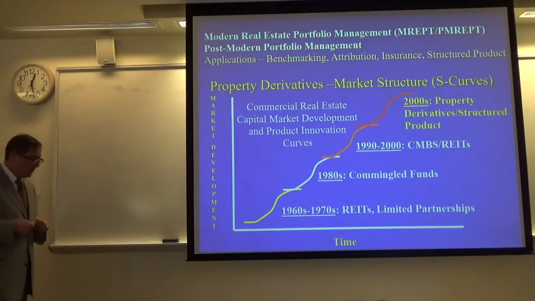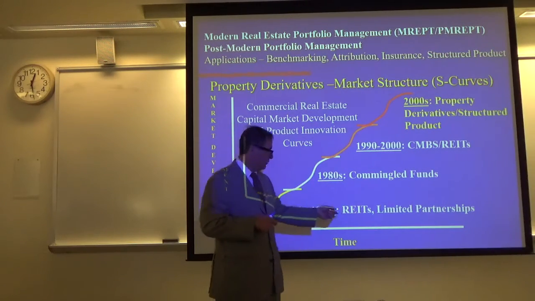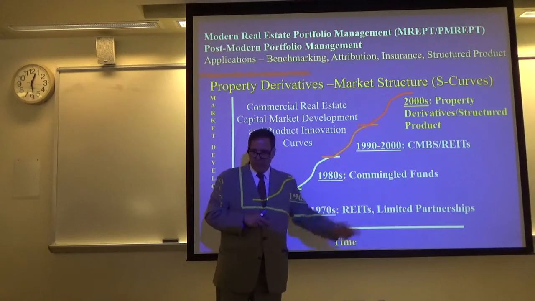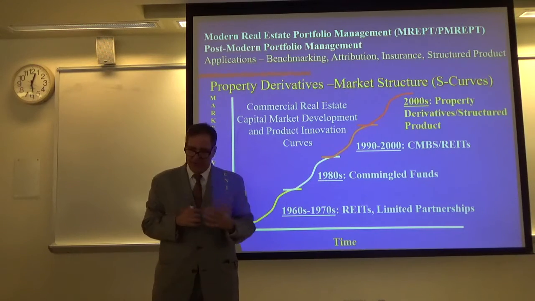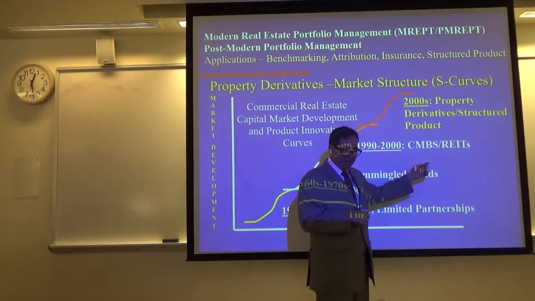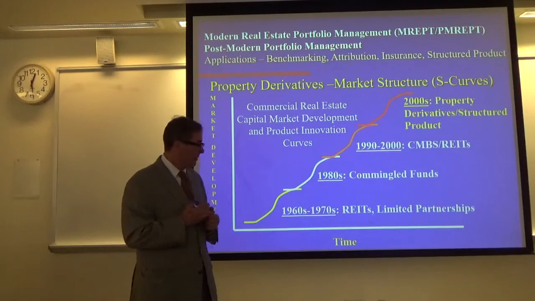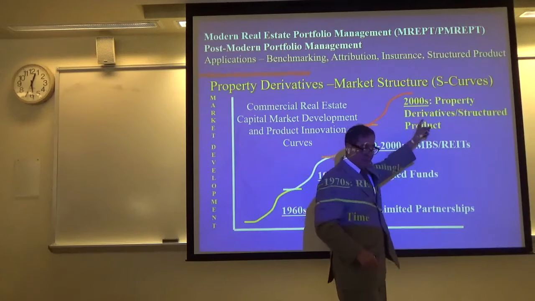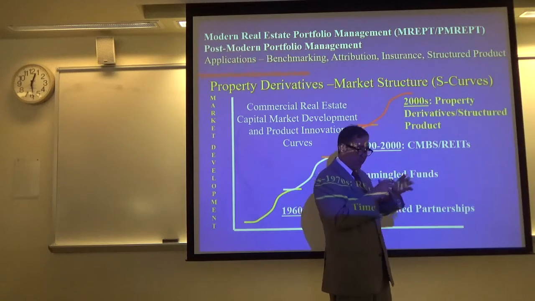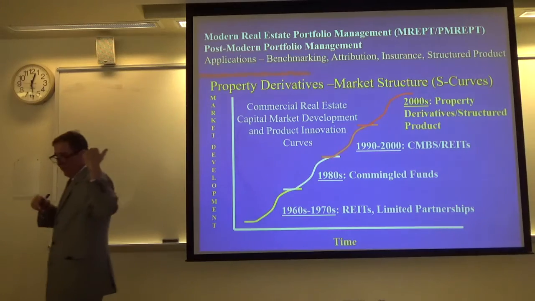And then real estate went through multiple S-curves. In the 60s and 70s, you saw new products come out, REITs and limited partnerships. By the 1980s, there were closed-end and open-end commingled funds designed for institutional investors. In the 90s and 2000s, commercial mortgage-backed securities and REITs were fully adopted by not only retail but also institutional clients. And I was hoping that property derivatives and the structuring of derivatives to create synthetic products would have been the next S-curve in product development, really institutional market development.